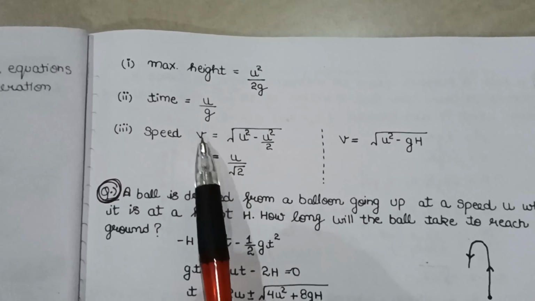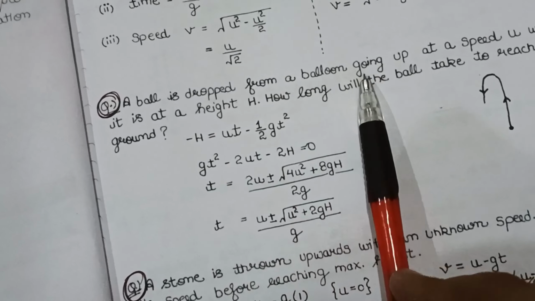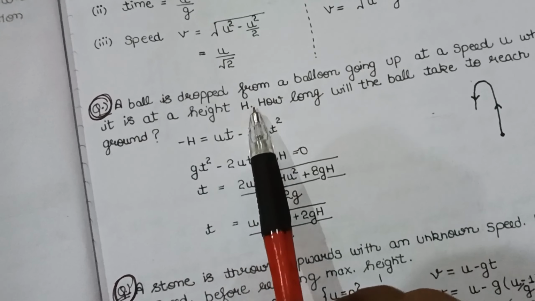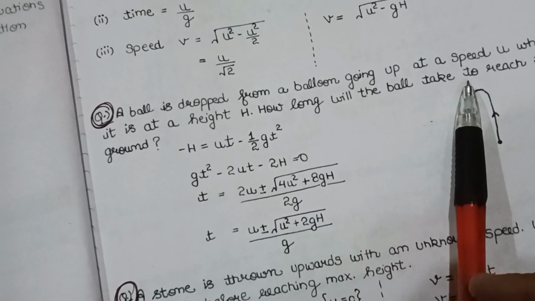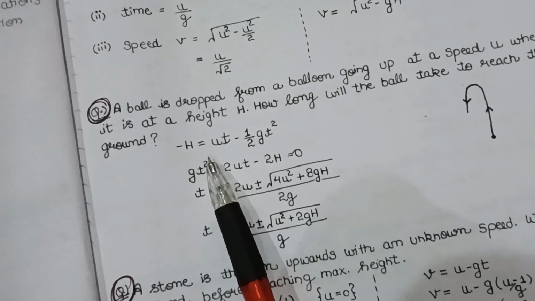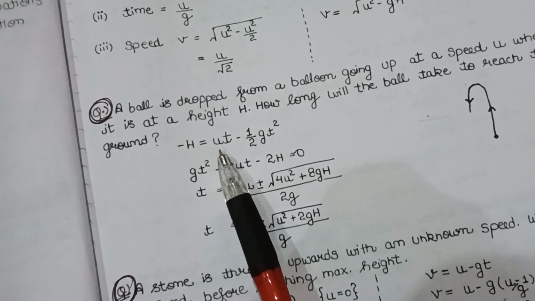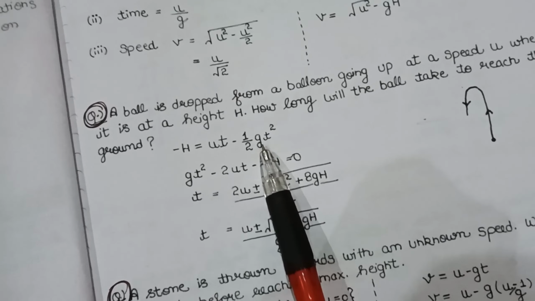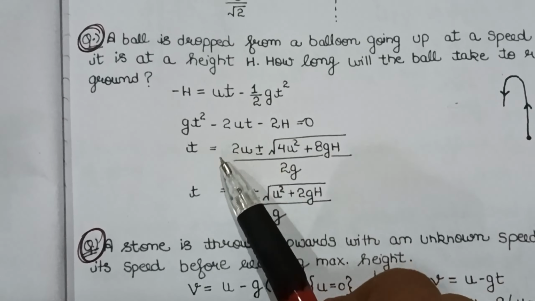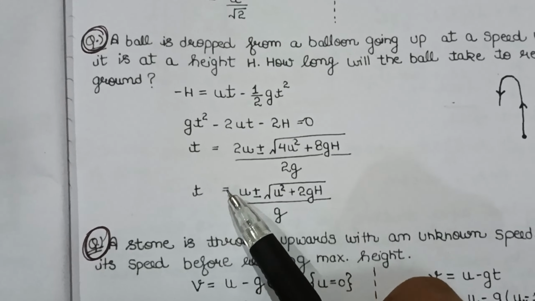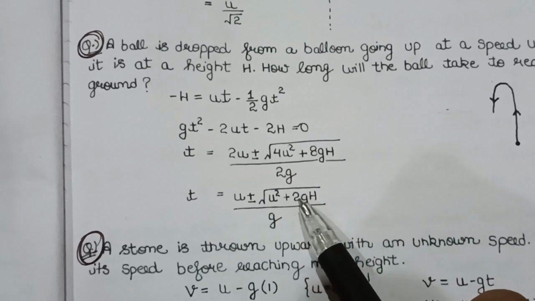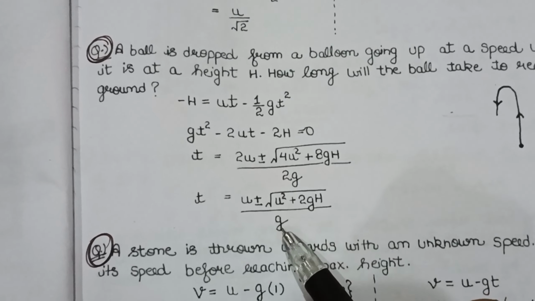Now the next question. A ball is dropped from a balloon going up at speed u. When it is at a height h, how long will the ball take to reach the ground? So minus h is equal to ut minus half of gt square. gt square minus 2ut minus 2h is equal to 0. From here we get time is equal to u plus minus under root of u square plus 2gh, upon g.